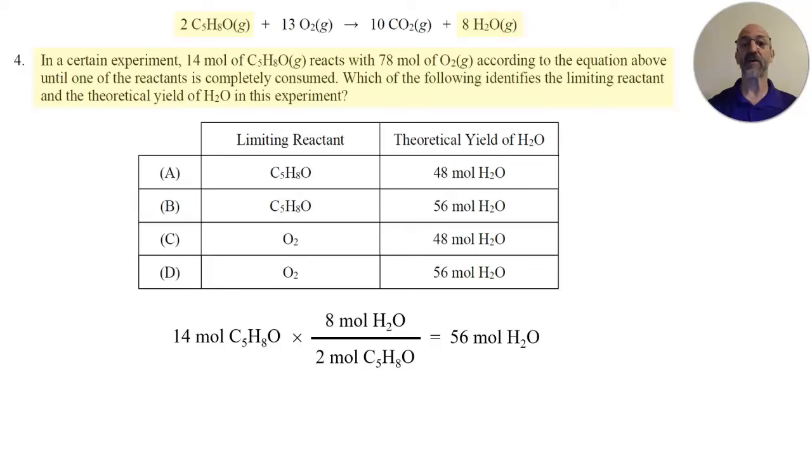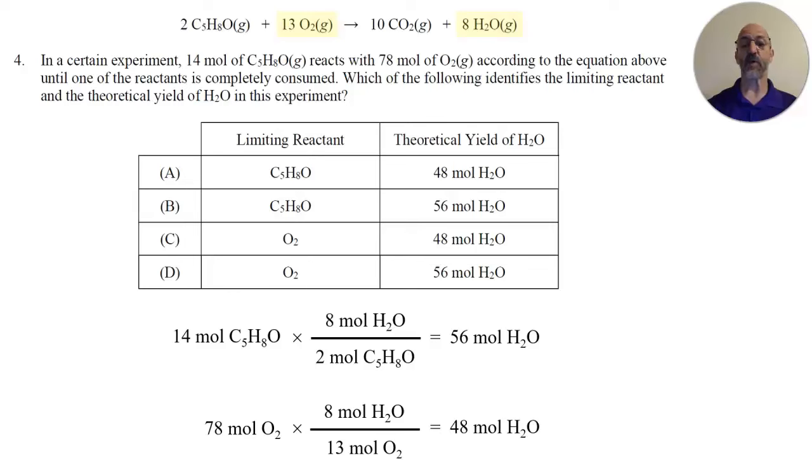I have to convert the other amount of reactant into water and see which one produces the smaller amount of product. So now I'm going to repeat that calculation, but this time starting with 78 moles of O2. And now my coefficients are 8 for water and 13 for O2. So there are 8 moles of water produced for every 13 moles of O2 that is consumed. So 78 times 8 divided by 13, and I get 48 moles of water, which is the correct answer to either choice A or C, but the limiting reactant is going to be O2.